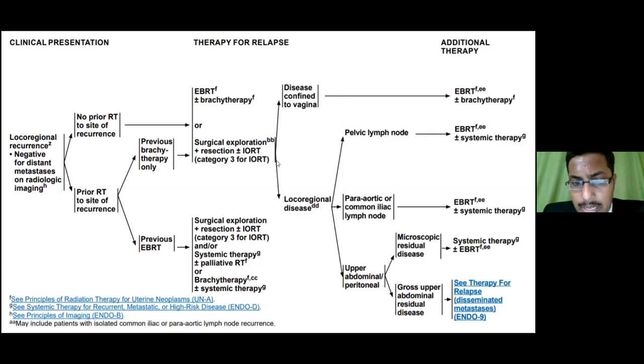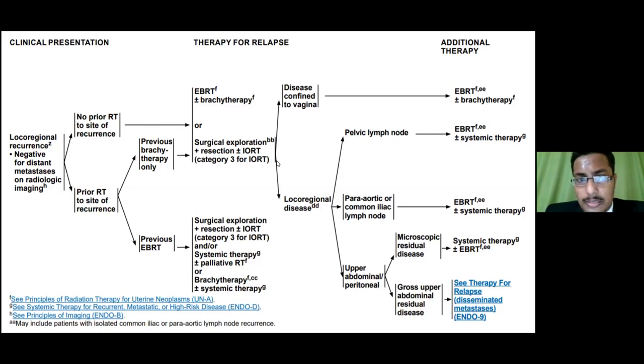If the previous EBRT has been delivered, we go for the surgical exploration plus resection to see how much the disease and extent it has involved. And we can go for the intraoperative radiotherapy, or we can go for the systemic therapy also.